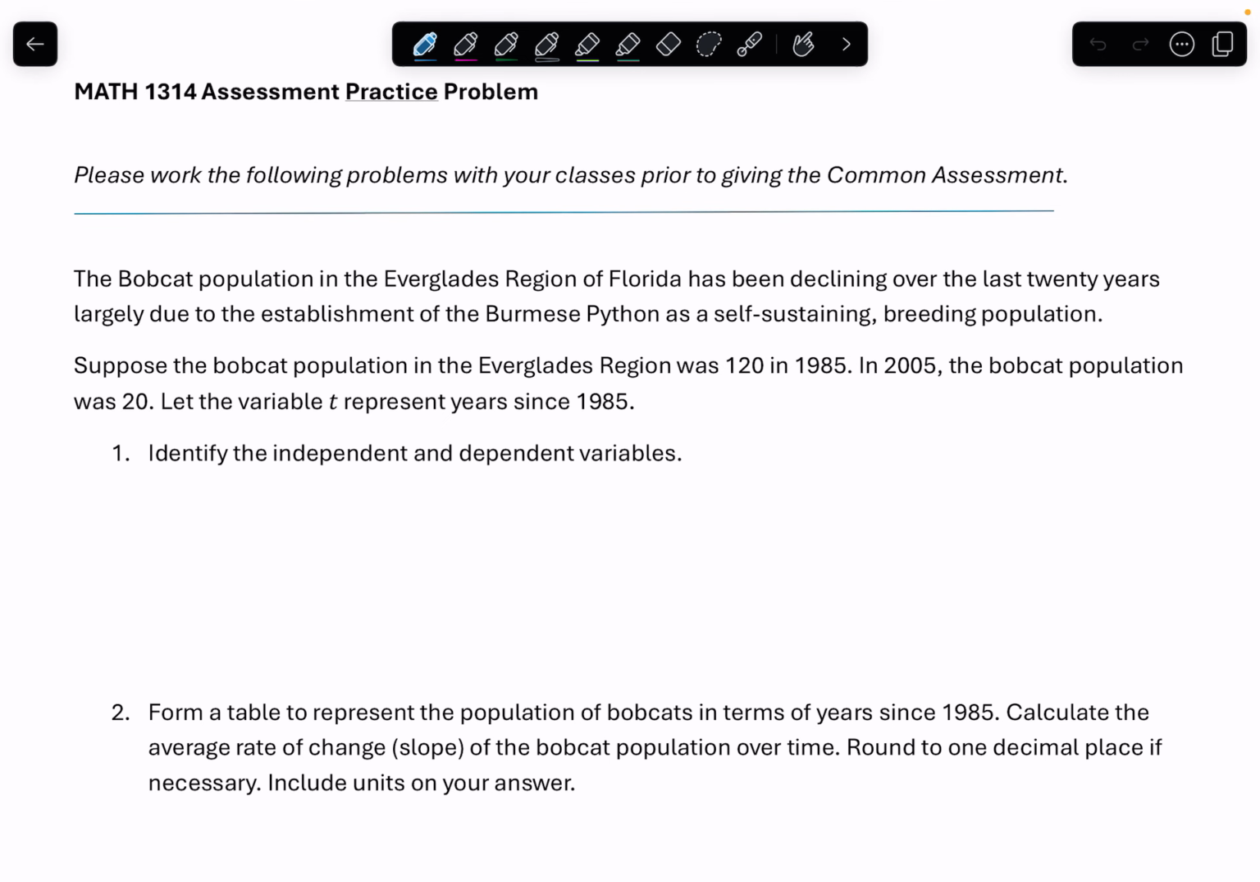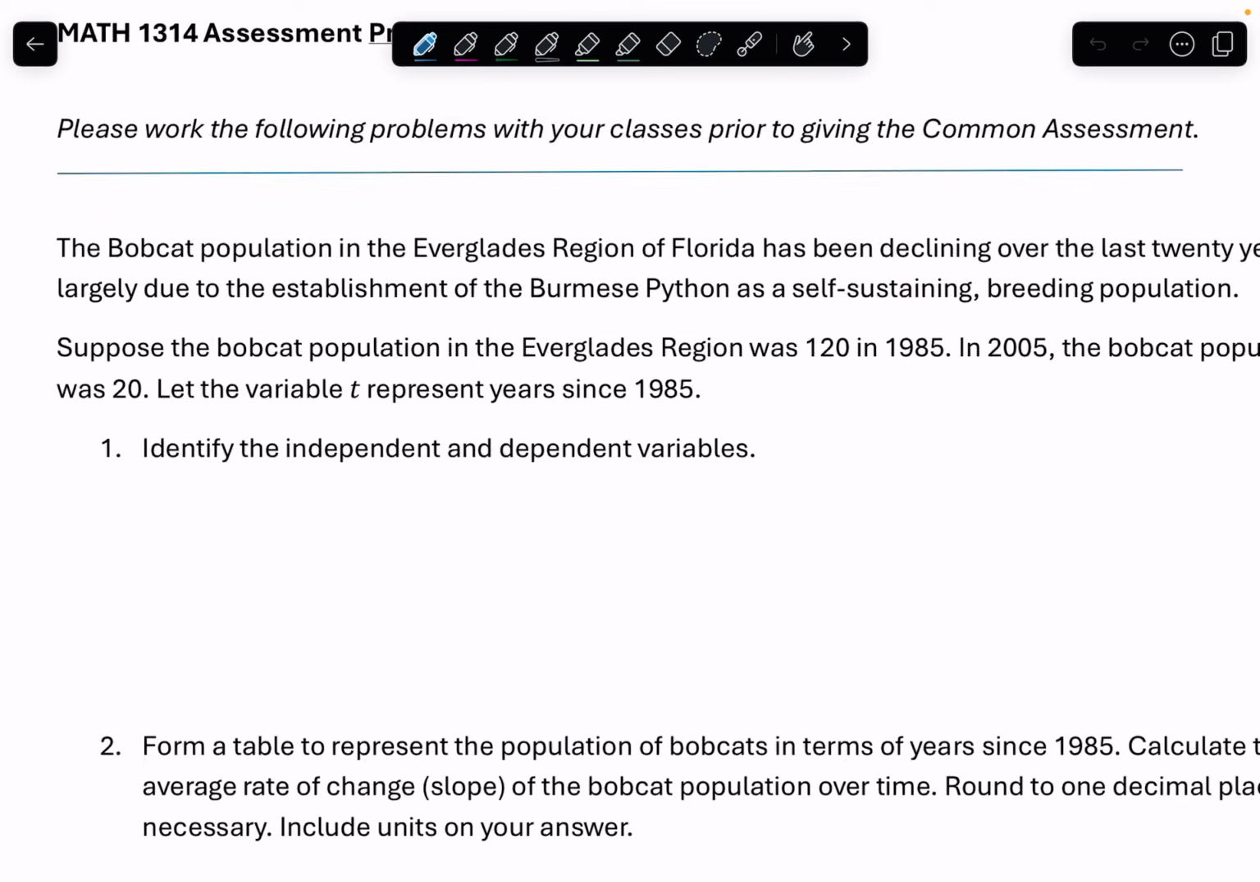All right, so it says the bobcat population in the Everglades region of Florida has been declining over the last 20 years, largely due to the establishment of the Burmese python as a self-sustaining breeding population. Suppose the bobcat population in the Everglades region was 120 in 1985. In 2005, the bobcat population was 20. Let the variable t represent years since 1985. Identify the independent and dependent variables.